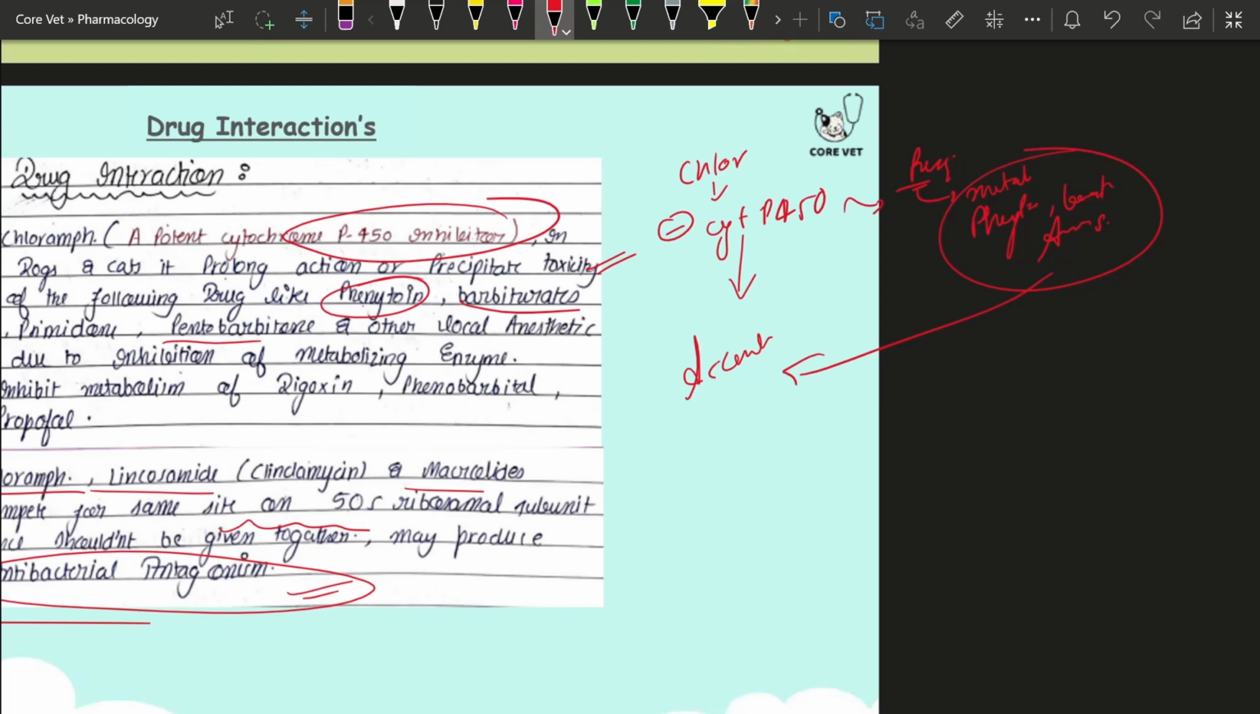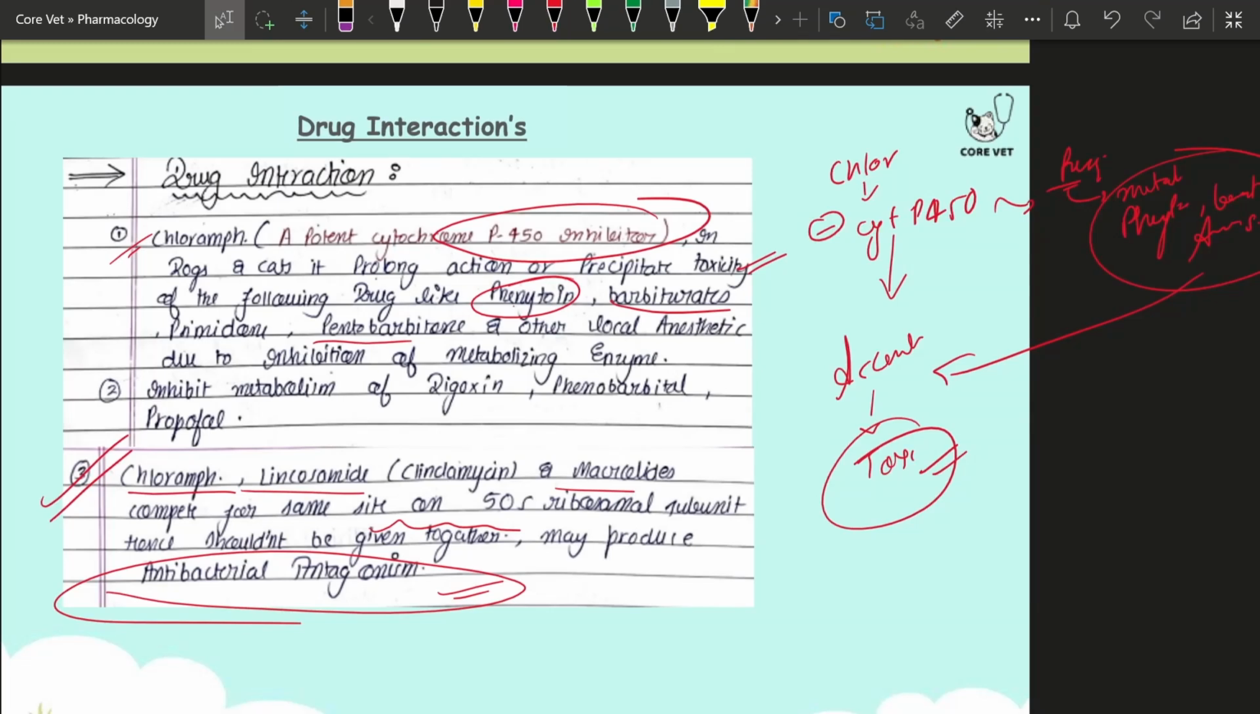So what would they be doing in the body? They will accumulate in the different tissue sections, right? It will lead to the toxicity of these following drugs which are not getting metabolized by the cytochrome P450. So ultimately it will lead to what? The toxicity, right? So that's why chloramphenicol has a toxicity effect along with these following drugs.